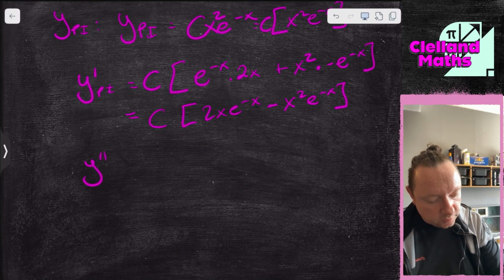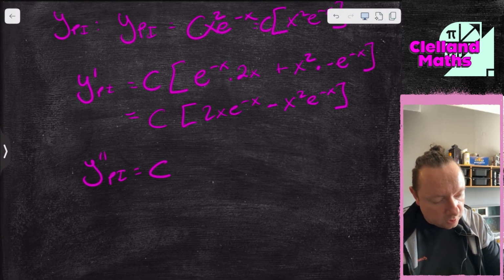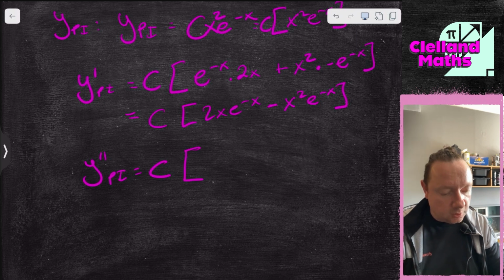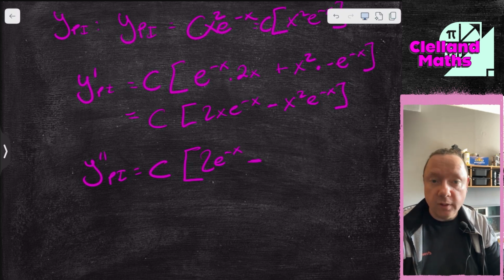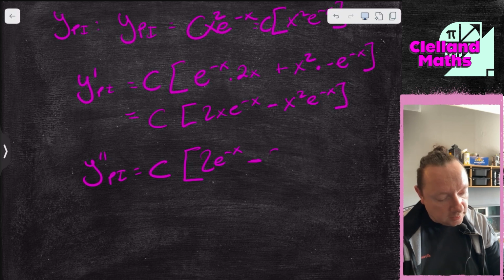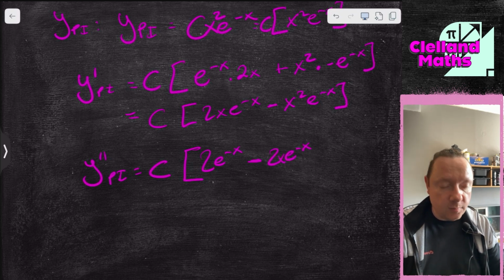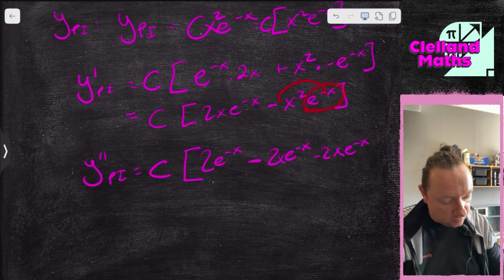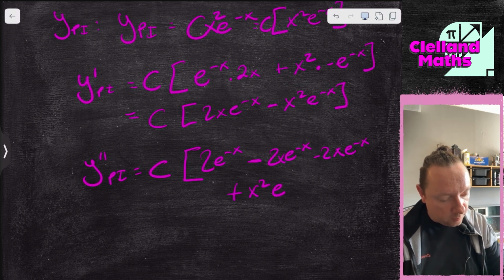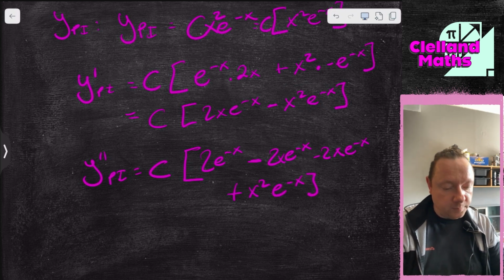And then we can introduce the second derivative, but we've got two products now, so be very, very careful. The first product, we've got v u dash, so 2 e to the minus x, plus u v dash, so minus, actually, because of the chain rule, 2x e to the minus x. And then the second product, v u dash, minus 2x e to the minus x, and then minus x squared times this differentiated, so that's going to give me a positive, so plus x squared e to the minus x.